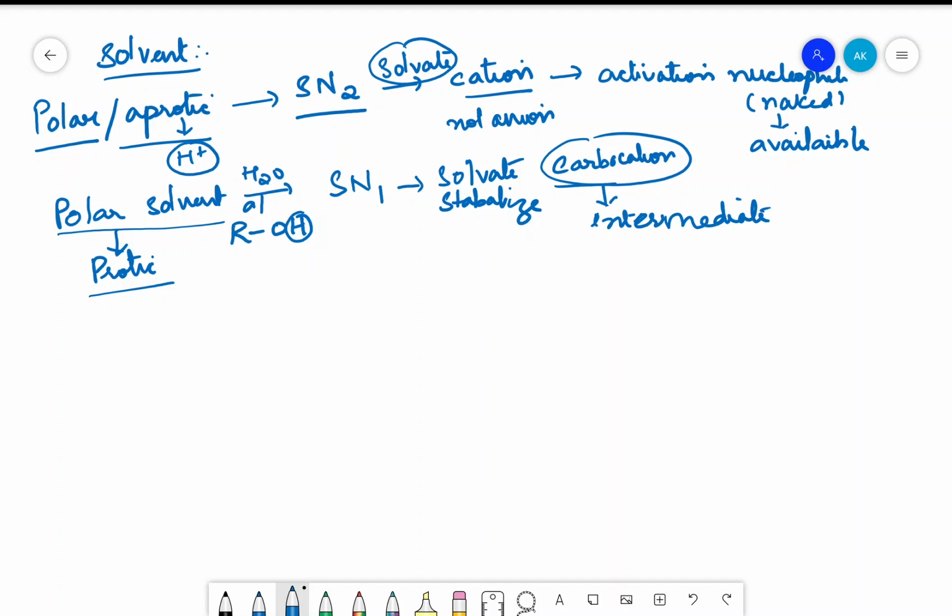The nucleophile is also solvated along with the carbocation, but this has no effect on the reaction rate since the rate is not dependent on the nucleophile. So along with the solvation of carbocation, the nucleophile is also solvated in case of SN1, but it does not have any impact on the rate of reaction. But in SN2 reaction, the nucleophile has an important role because it is a bimolecular reaction.